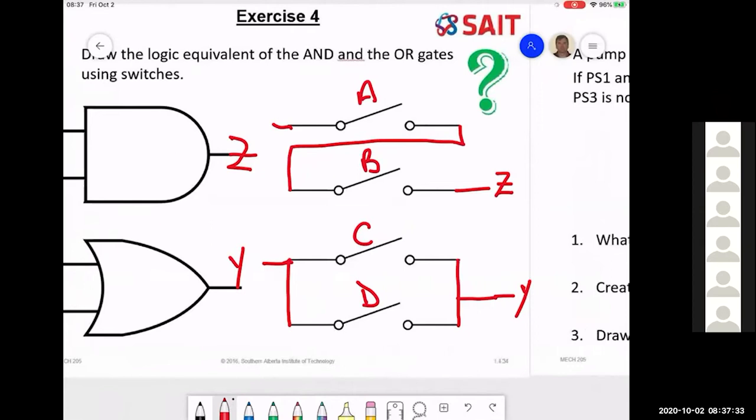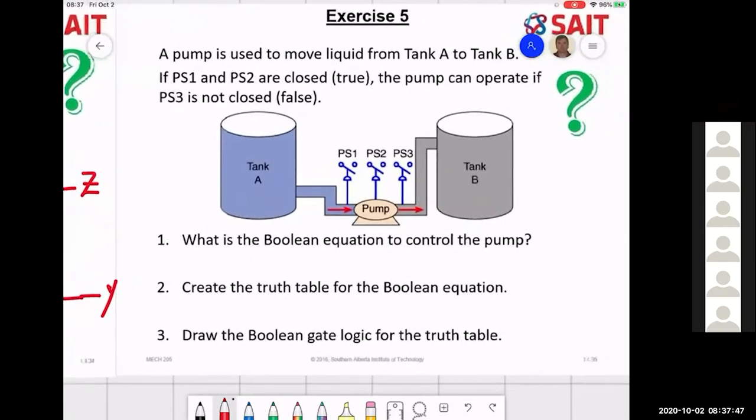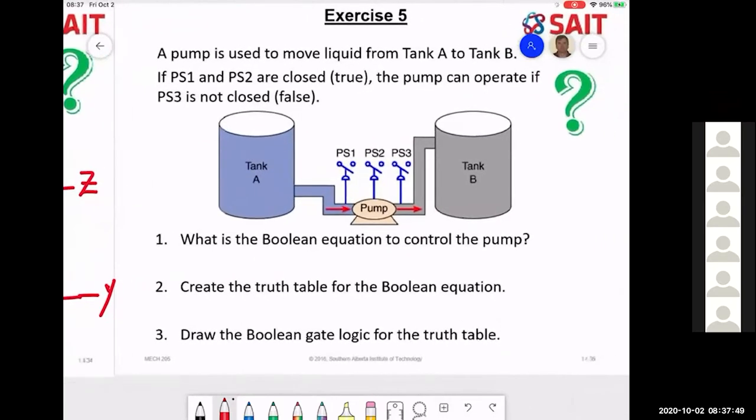But this is how we can, with basic switches, start creating this sort of logic. We don't need a fancy gate. We can just do it with our existing switches to create these kinds of decisions. So moving on to exercise 5, a little bit of automation at a tank farm. I'm moving chemicals from one place to the other.